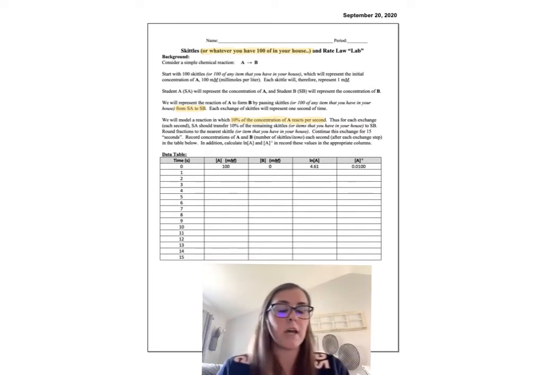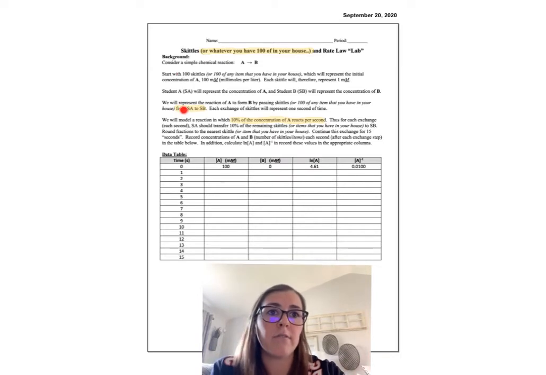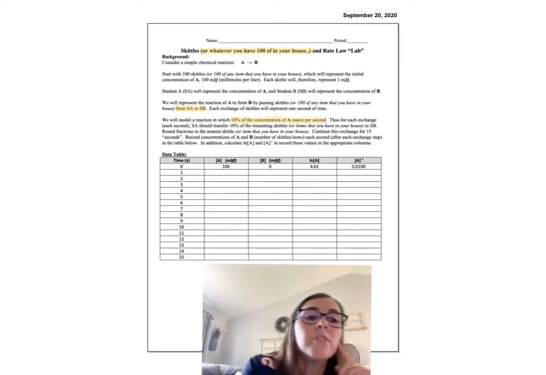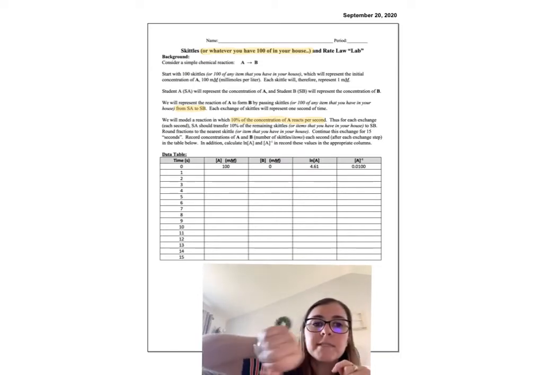Maybe there's pasta in your cabinet that you could use. Maybe there's peanuts or pieces of rice. I don't care. Anything you can find 100 of. Go find 100 pieces of something and you'll use that. So here's the idea, and you can pause the video and read it yourself. So actually do that, please. Pause.